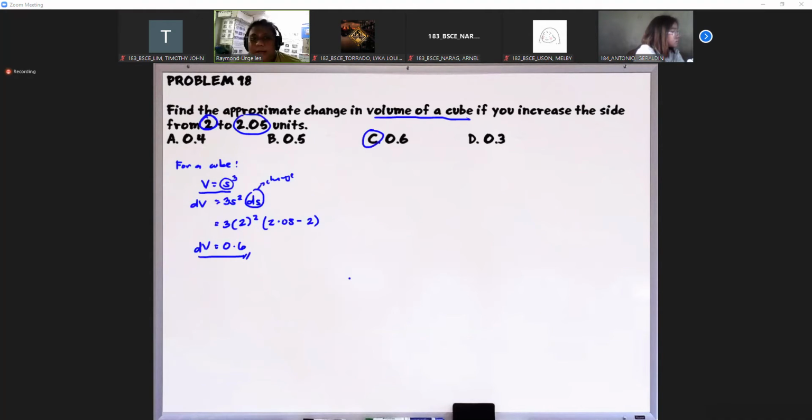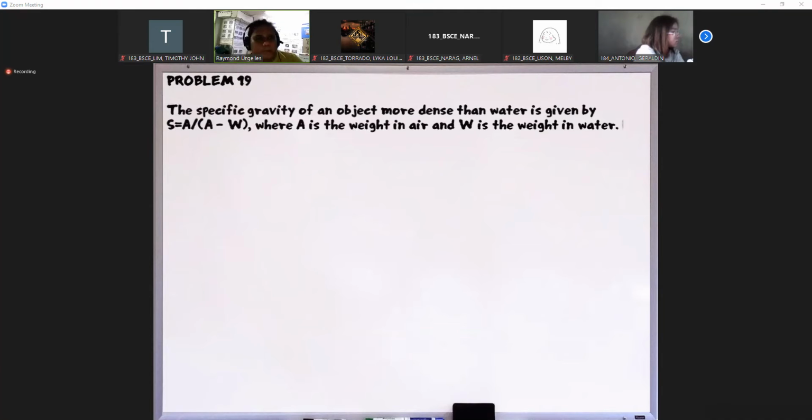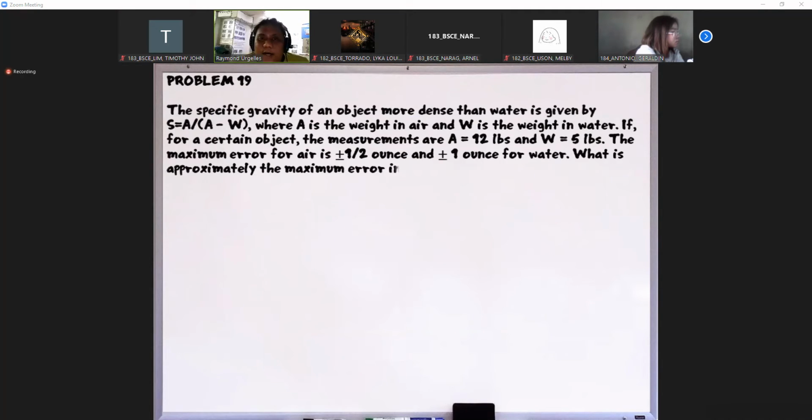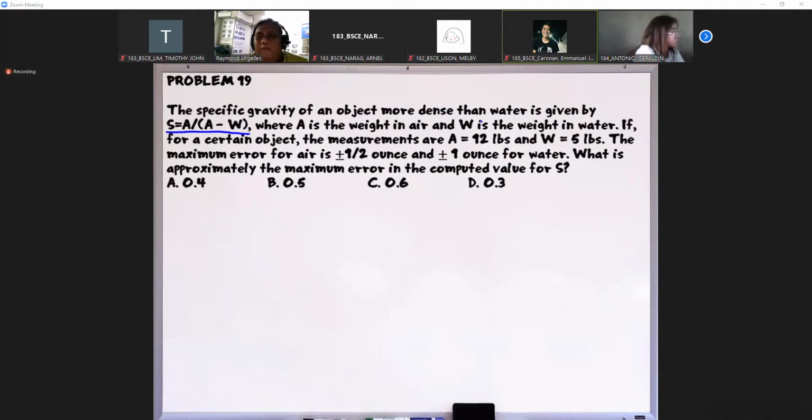So let's try another example. So number 19. Okay? So dito naman, the specific gravity of an object more dense than water is given by this equation. So ito naman yung i-approximate natin dito. Okay? So where A is the weight in air, W is the weight in water. So actually direct formula to, 'di ba? Sa pagkuha ng specific gravity ng object.